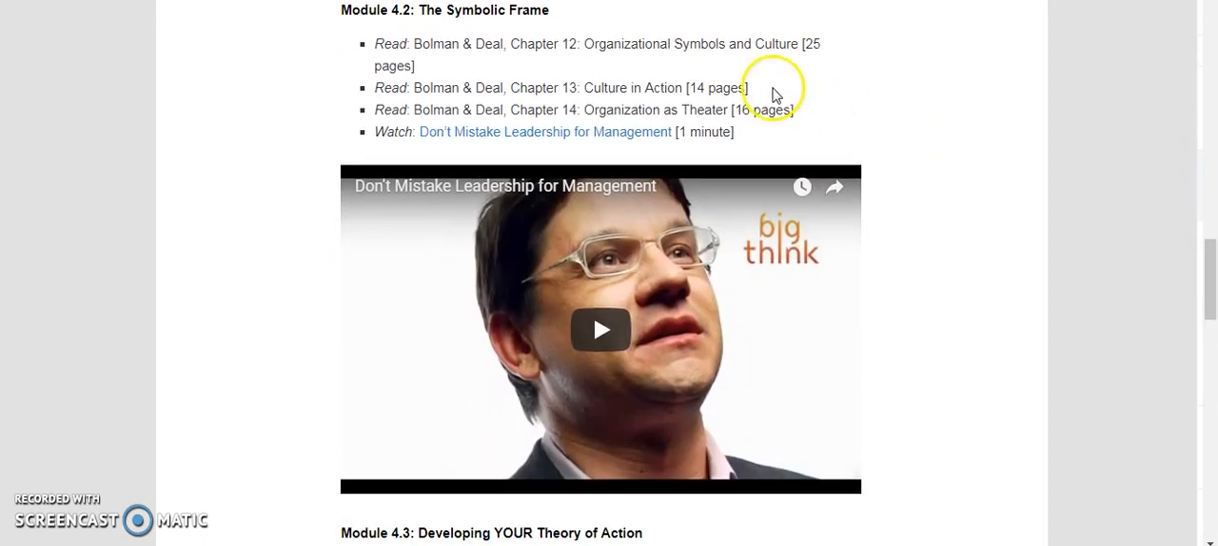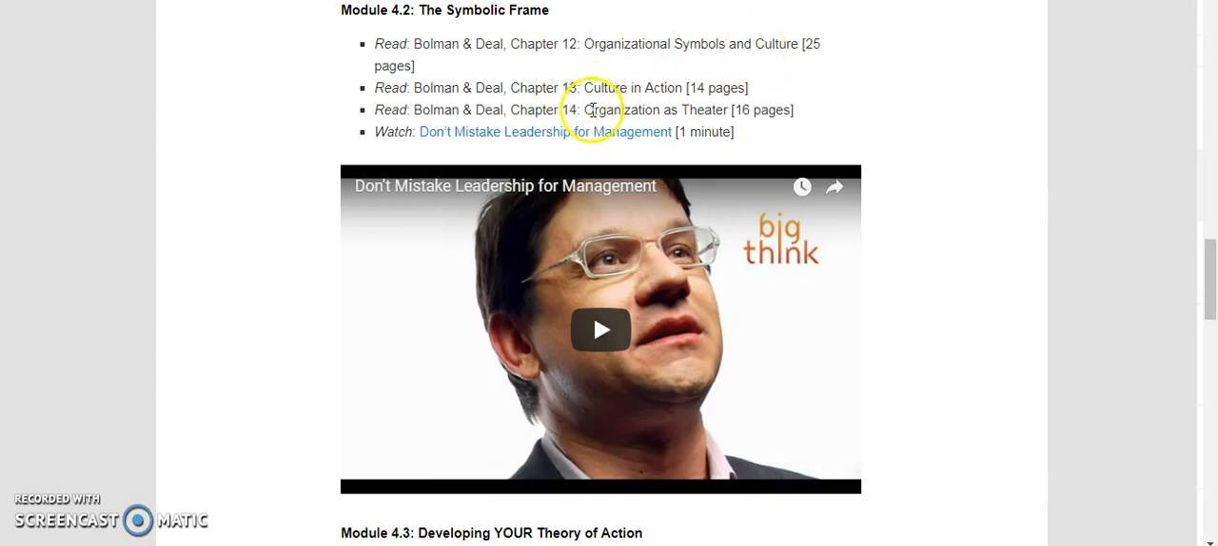Then we'll be thinking about the symbolic frame, and this is probably one of the more esoteric frames, and for that reason, apparently it's my favorite. I really enjoy the symbolic frame and thinking about what it means, and all of the, quite frankly, I enjoy all of the disconnect, how you can have a symbol that means something, but in the real world, something else is happening. So we're going to look at organizational symbols and how culture is a part of organizations.